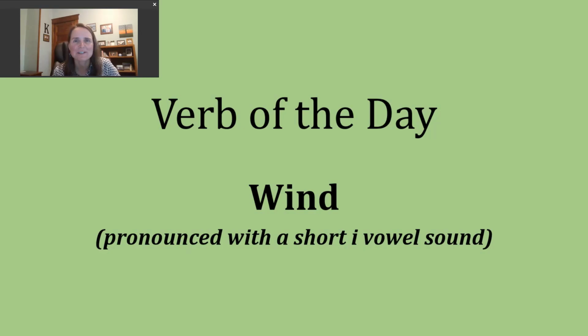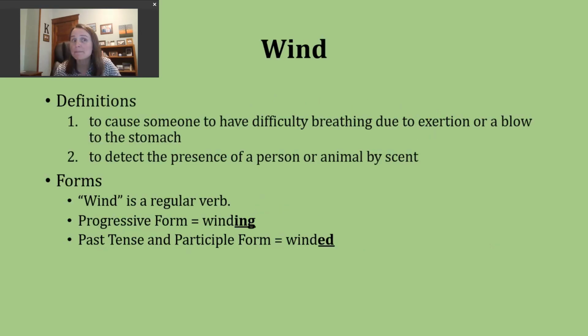Now, let's spend a moment and review some of the ways that we can use this verb. The first way you might encounter this verb, again pronounced with a short I, wind, means to cause someone to have difficulty breathing, either due to exertion, so think physical exercise, or because there's been a blow to the stomach, so some type of contact, and it creates this momentary difficulty in breathing.